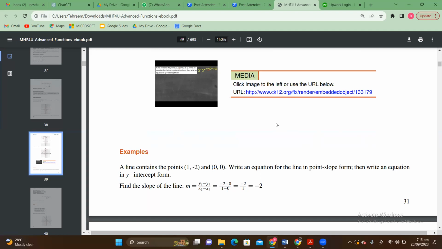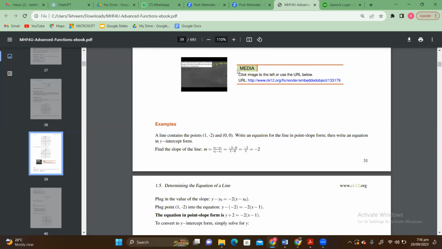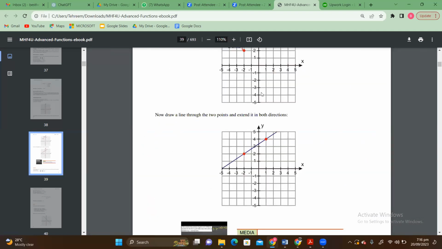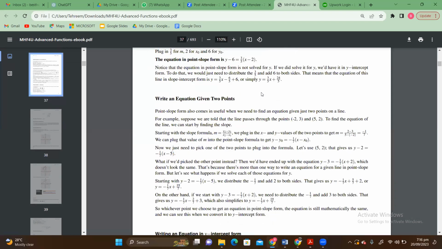Hold on. y minus y naught is equal to m times x minus x naught. But there's no m in it. Yes, there is no m. Now, there is a confusion. Why is there no m, but there are 2 points given? So how are we going to write the equation of a line when we are given 2 points? So let's read the formula: m is equal to y minus y naught by x minus x naught.